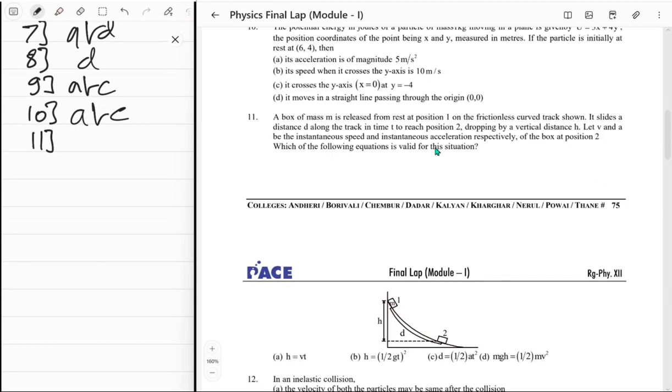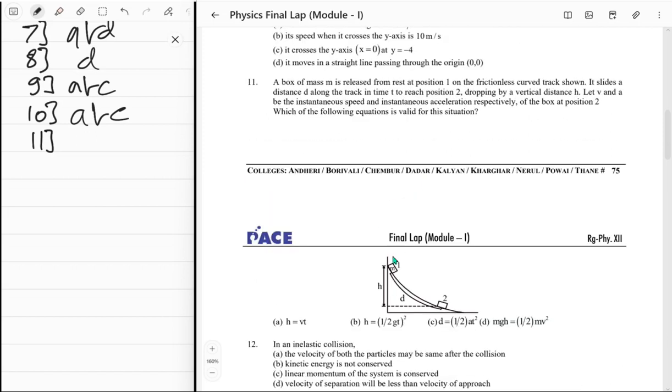The 11th is a box of mass m is released from rest at position 1 on the frictionless curved track. It slides a distance of d along the track in time t to reach position 2, dropping by a vertical distance h. Let v and a be the instantaneous speed and instantaneous acceleration respectively of the block at position 2. So it went like this. Okay, we can find the speed, no big deal. Which of the following equations are valid for this situation?